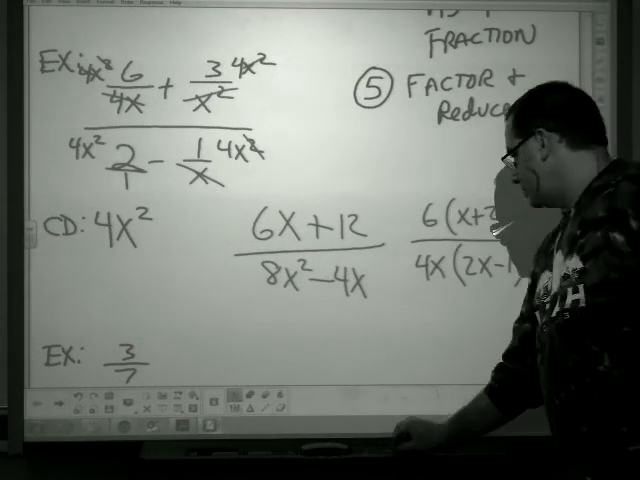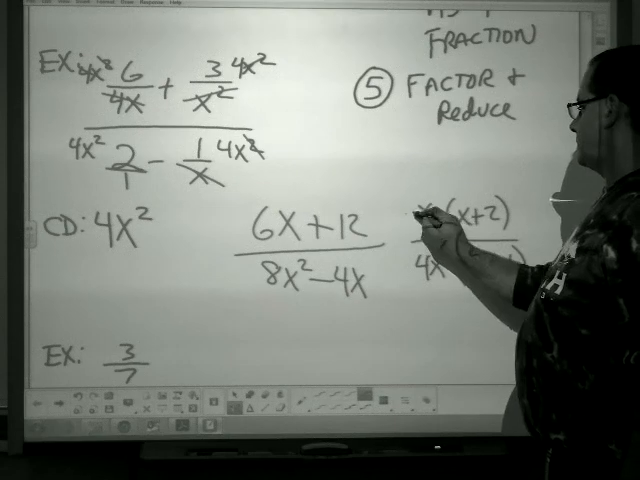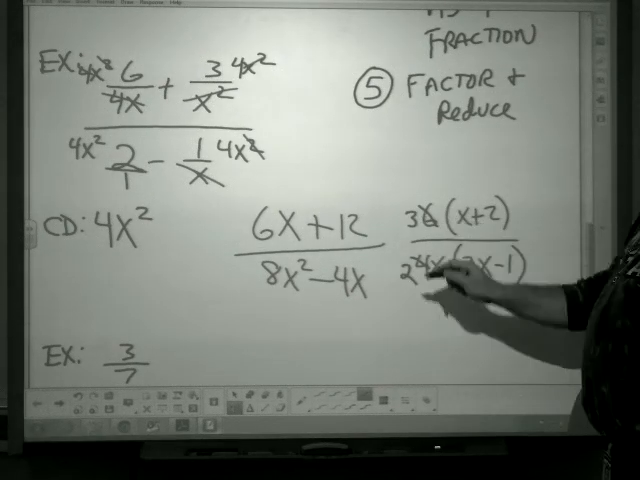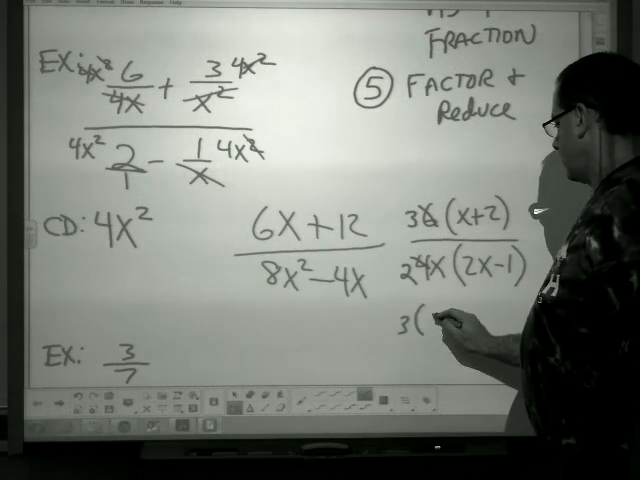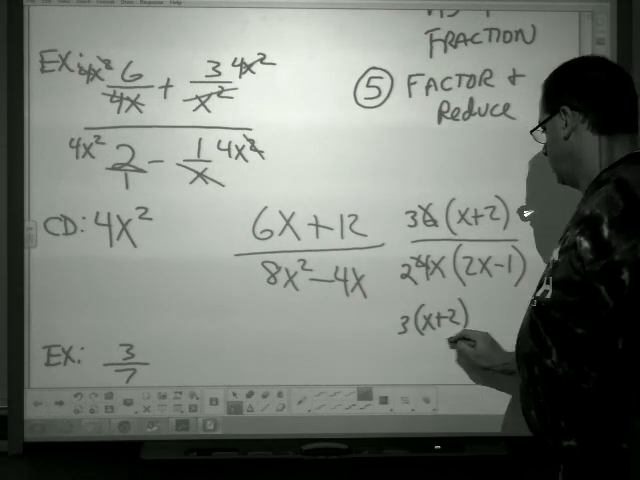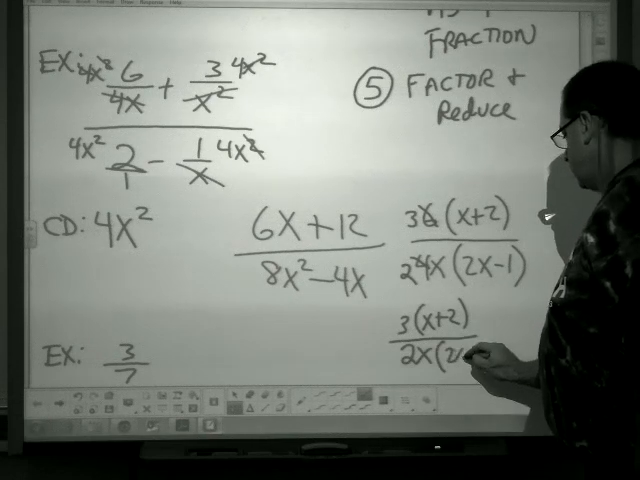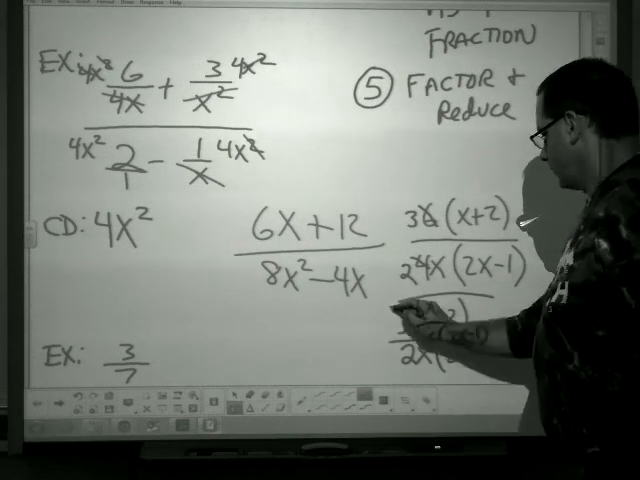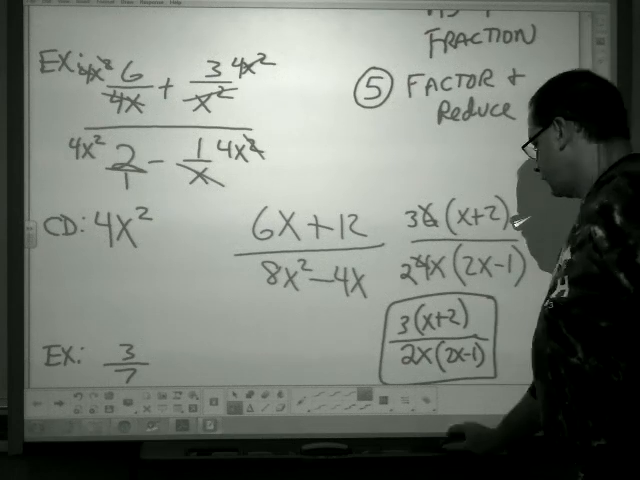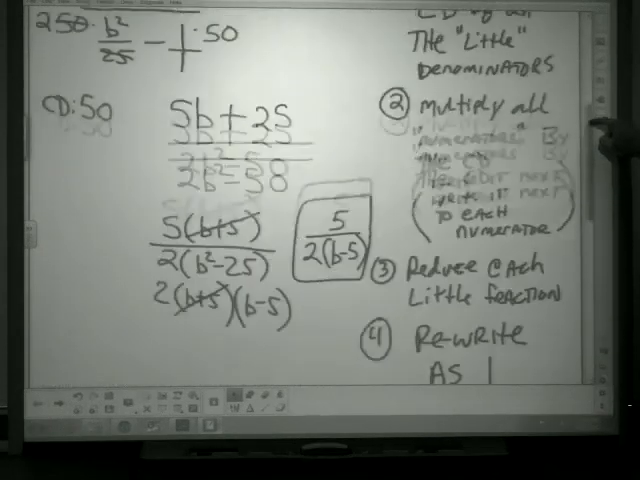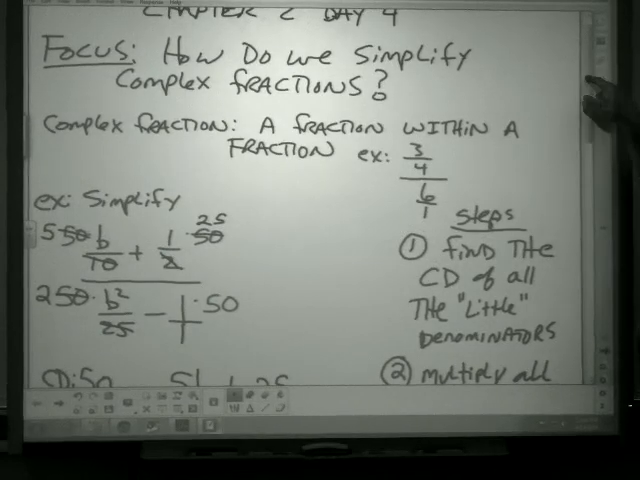6 and 4 I can reduce. 2 goes into 6 3 times, goes into 4 twice. So my answer is 3 times x plus 2 over 2 times 2x minus 1. And that's it for today. So that's chapter 2, day 4.